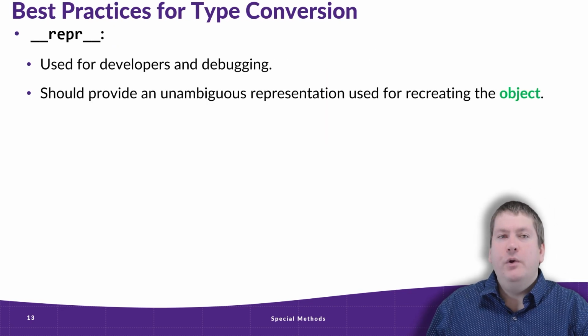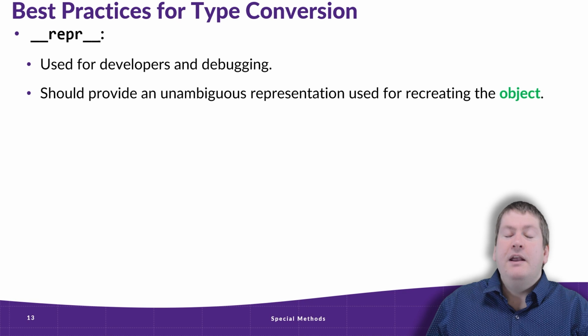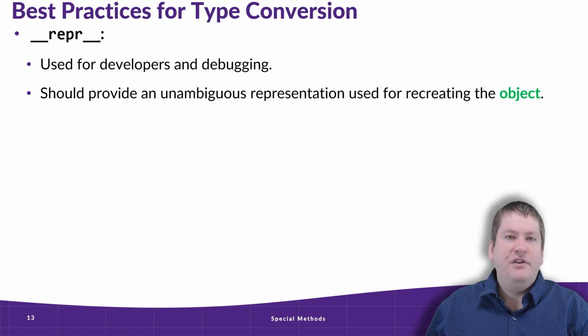So we've now covered two different ways to convert our object to a string. One is with the REPR special method, and the other is with the string special method. But when do we use each? Well, here I have a few best practices and recommendations. So the REPR special method should be used for technical people. This is used for developing and debugging, and it should create a technical representation with all the information we need that's unambiguous, and we can use to recreate the object.